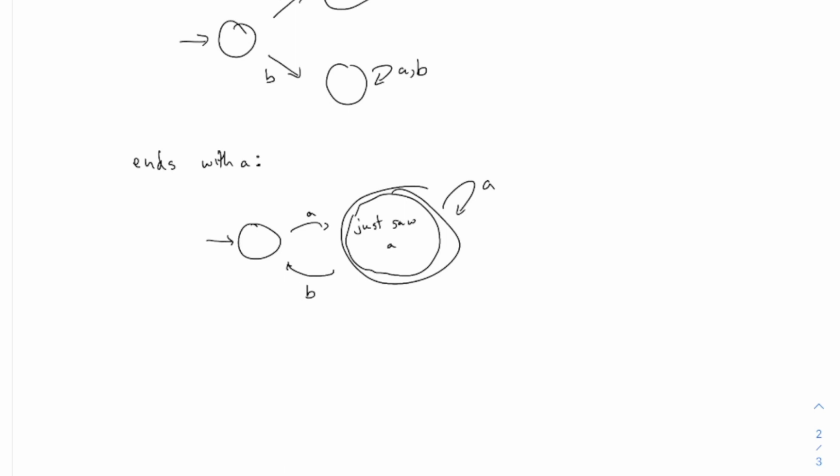You need a loop on the first one for B, right? Yes, thank you. I have no outgoing arrow with a B in the first state, so this is correct now. Great, thanks. Any other thoughts?